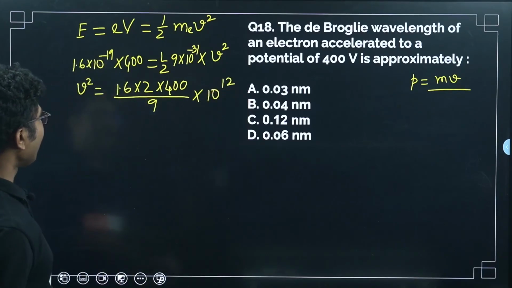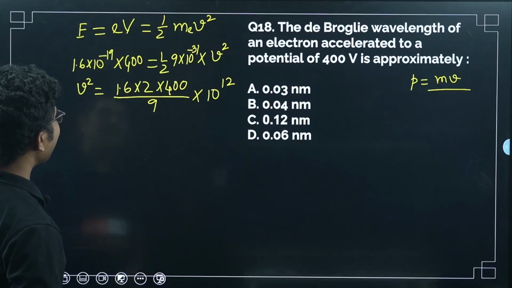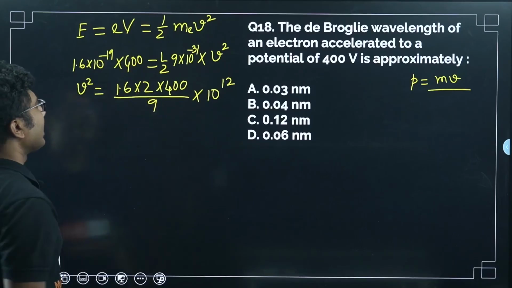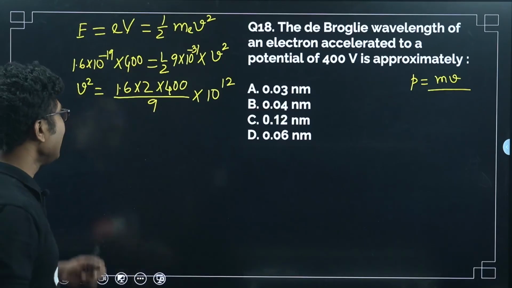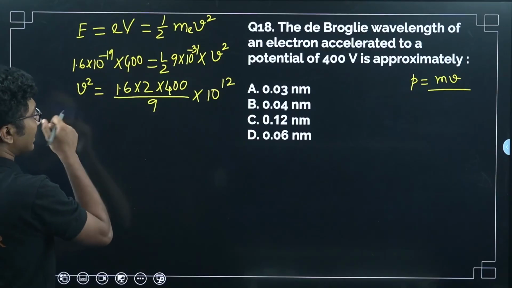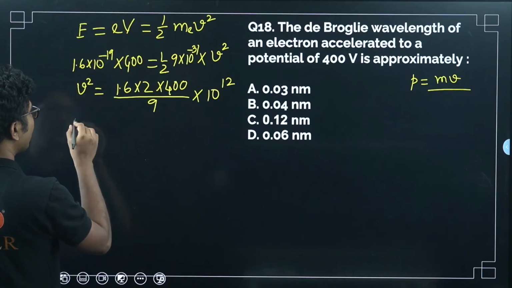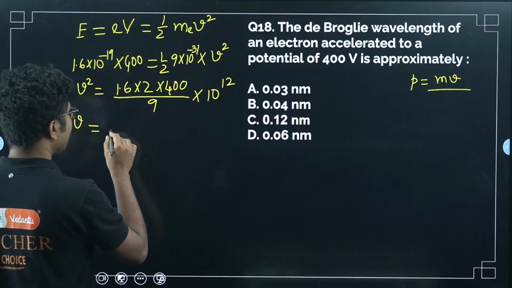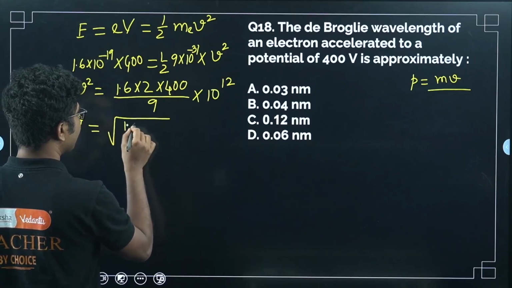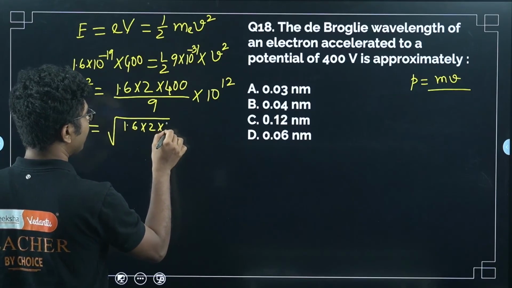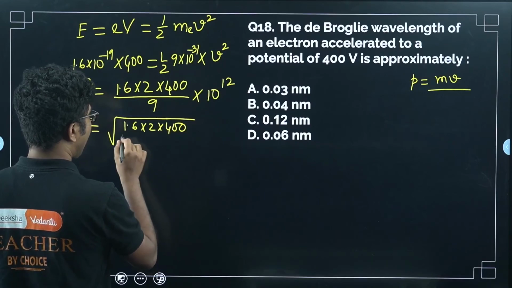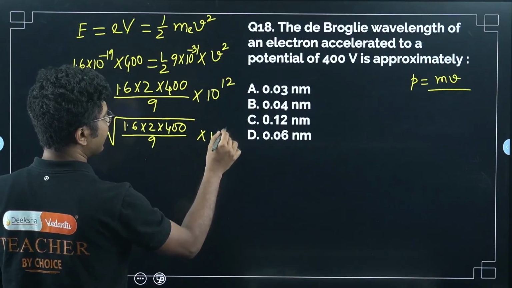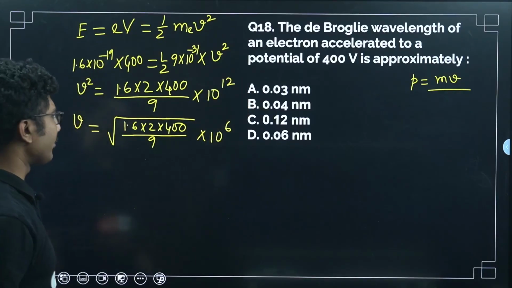Okay, so what we can do here, see, this value is not super good. Why not super good? Because there is a 2 here. We can only partially do the square root, so we have to do the square root here. That's why I am saying this data is not super good. So v equals, first of all, square root of the entire thing, 1.6 times 2 times 400 divided by 9 times 10 to the power of 12. After the square root, it becomes 6.